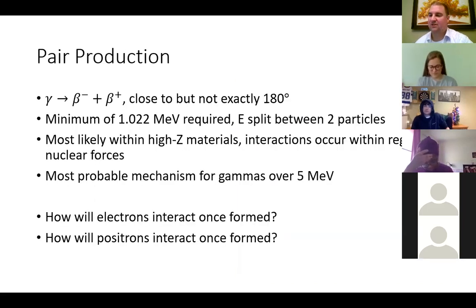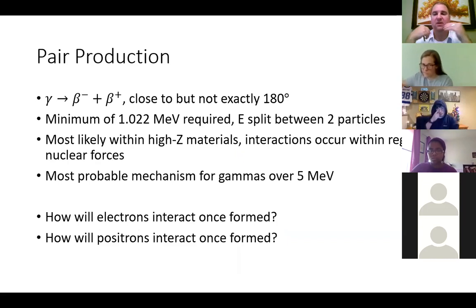With pair production, the final mechanism through which gamma rays interact, as we said earlier, the gamma ray comes in close to a nucleus, interacts within the strong nuclear field of the nucleus, produces an electron and a positron. These fly apart from each other to conserve momentum at almost, but not exactly, 180 degrees, okay? So the gamma ray, when it comes in, it has some forward momentum, which is why the positron and electron emission do not happen exactly at 180 degrees from each other.